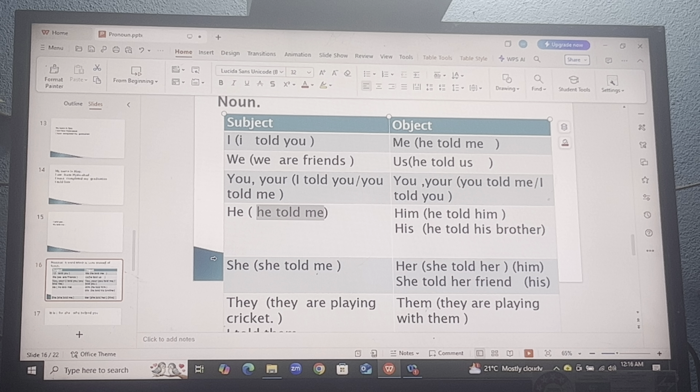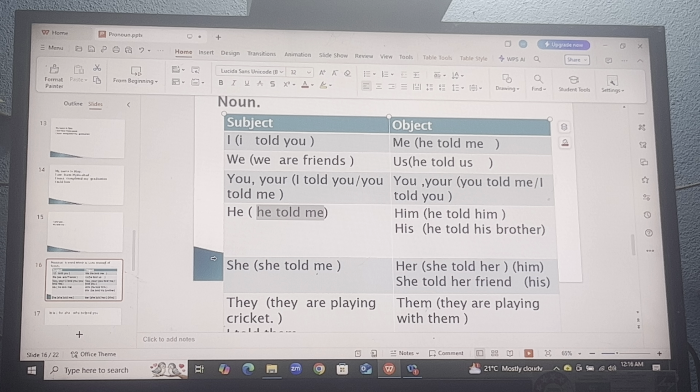In the same way, we are friends, but you can't say us are friends. In the same way, he told us, so you can't say he told we. Hope you are able to follow. Now in case of you, it's an exception, similar to Mercury in the periodic table. As we say I told you, मैंने तुमसे कहा, you told me, तुमने मुझसे कहा. You can find the same here, तुमने मुझसे कहा, मैंने तुमसे कहा. So you is an exception.